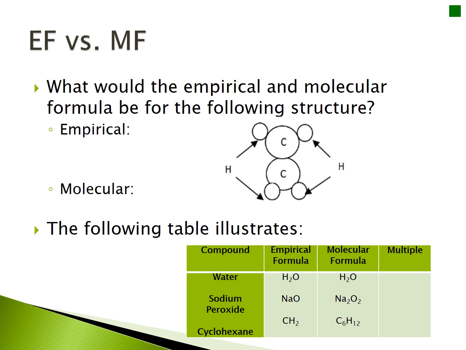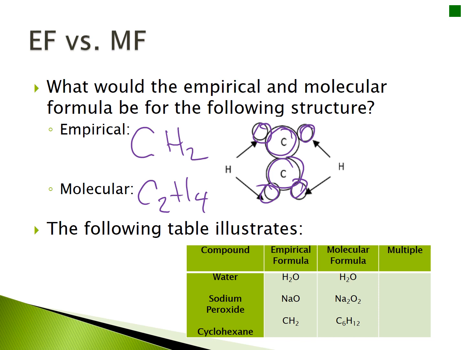What would be the empirical and molecular formula for the following structures? It's easiest to find the molecular and then reduce it. I've got 2 carbons right here, so I'm going to do C2, and I have 1, 2, 3, 4 hydrogens, so H4. That would be my molecular, or its true formula. The empirical would be if I reduced it, so that would be CH2, because I could divide both by 2.